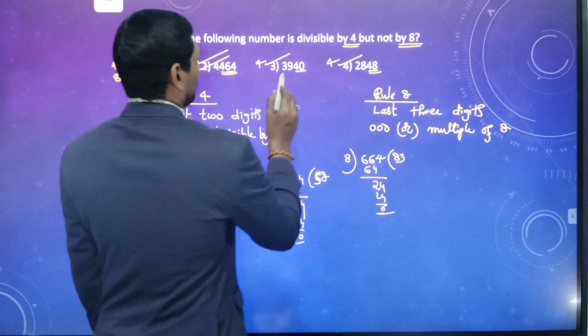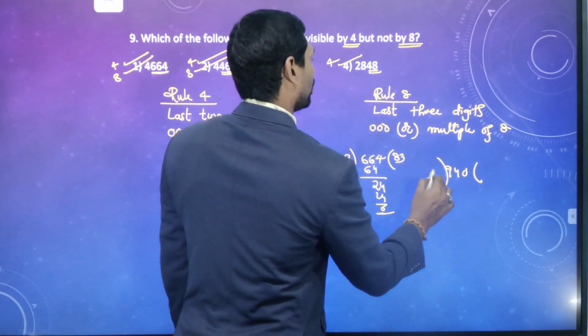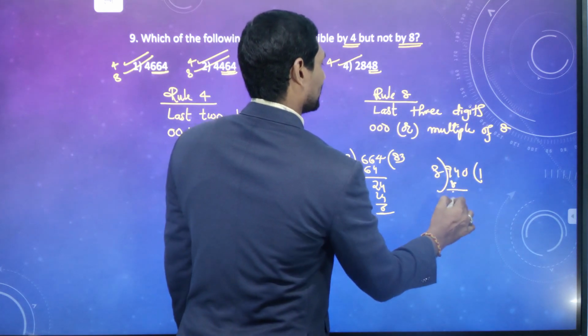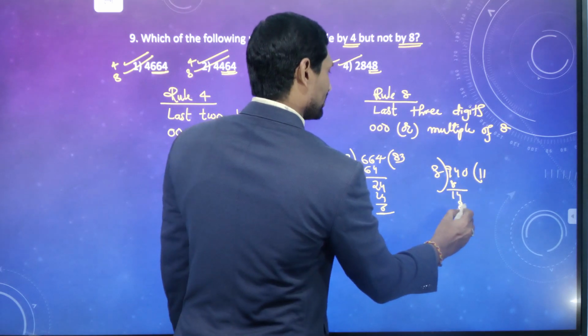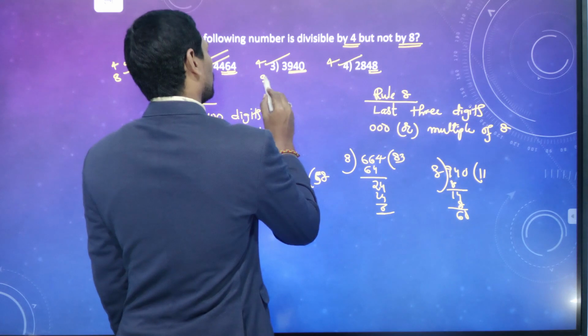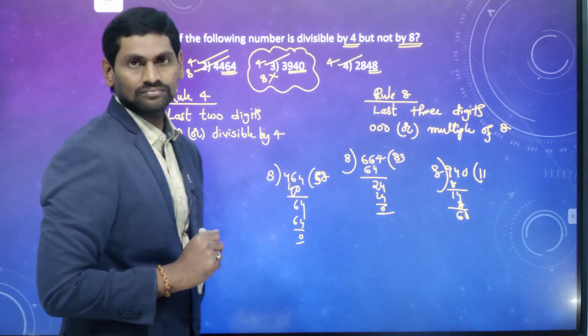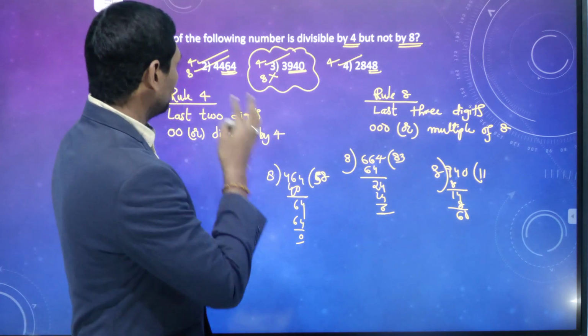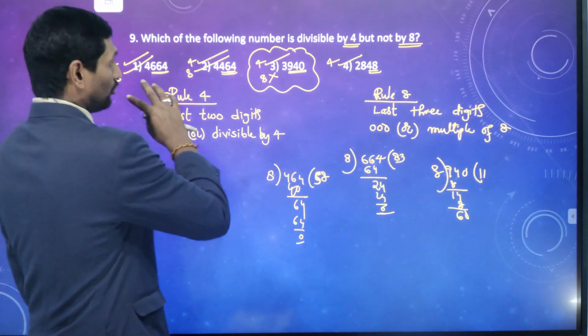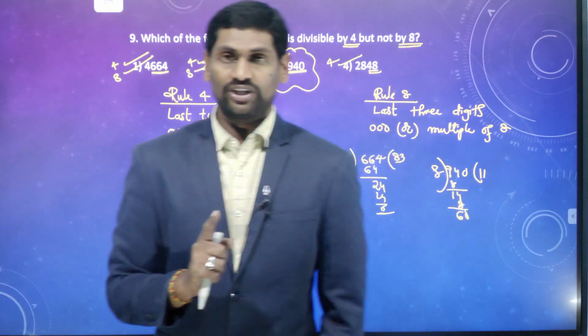Okay, third one, 940. Is 940 divisible by 8 or not? 8 ones are 8, 14, again 8 ones are 8, yes, which is not exactly divisible by 8. So this is our required answer. So among the four options, option number 3 will be the correct answer according to the question.